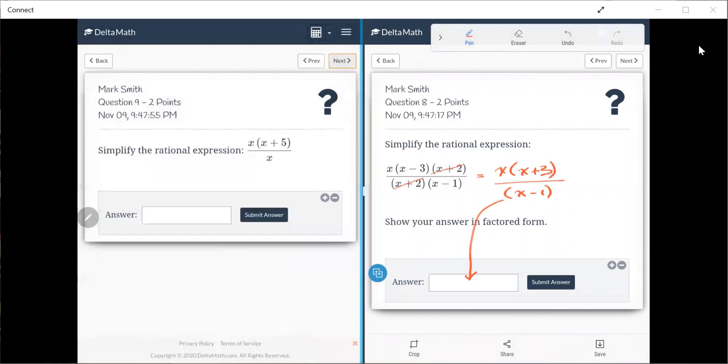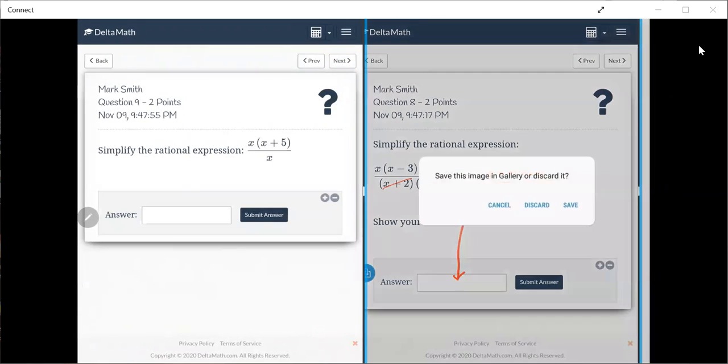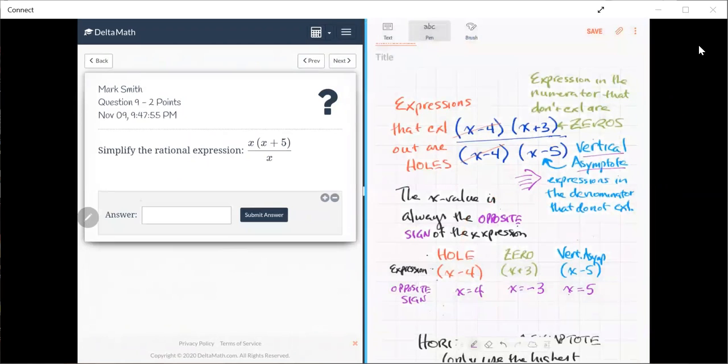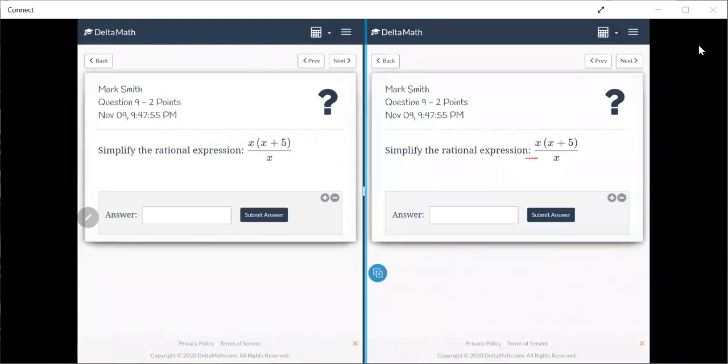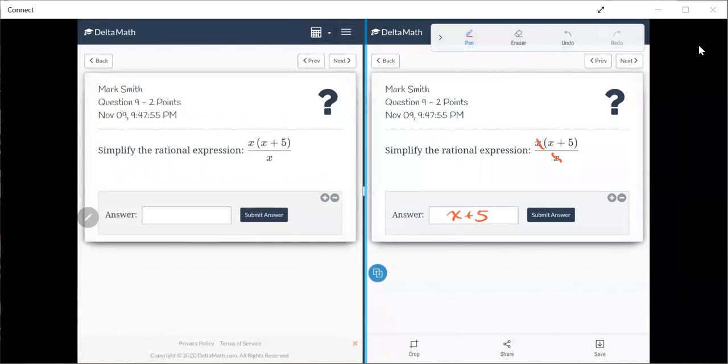So we're going to go on to the next one. I said I'm not going to put all the answers in on these. The same thing here. You can put that in your Mathway calculator, or you can just look at it and say, I see that these x's cancel out, so the only thing left is x plus 5, and that's going to be my answer.